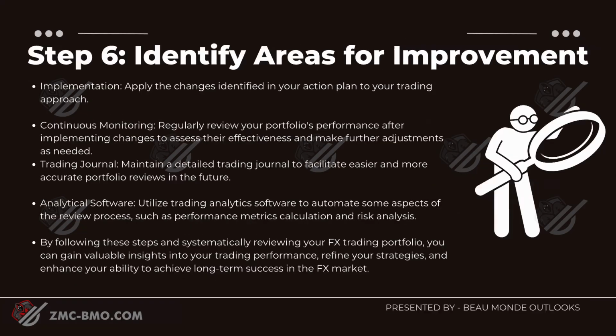Step 6, where are we going to improve? Now, implementation is the key here. You have to apply the changes that you have identified in your action plan. You have to monitor how these changes are then, of course, developing into your returns through regularly reviewing your portfolio and implementing the changes and effectiveness to make further adjustments. You need to journal these results and maintain a detailed trading journal to facilitate easier and more accurate portfolio review in the future. You can use software to automate some aspects of this, such as performance metrics and calculations.